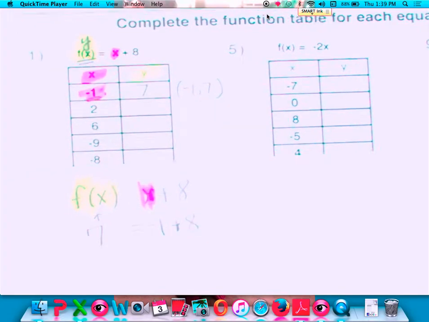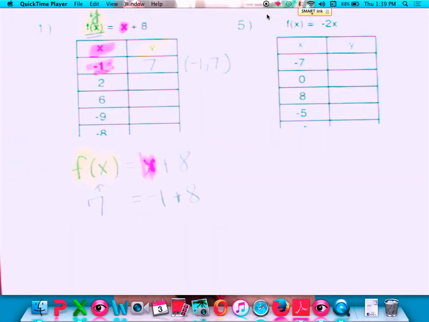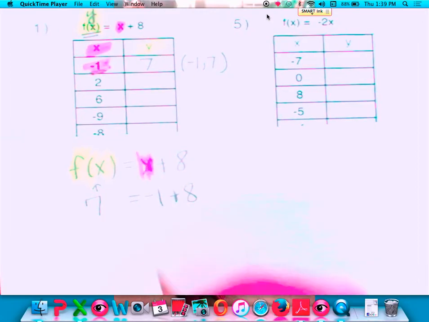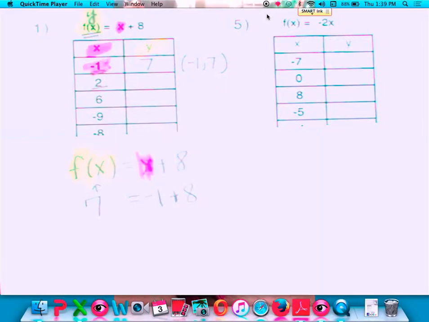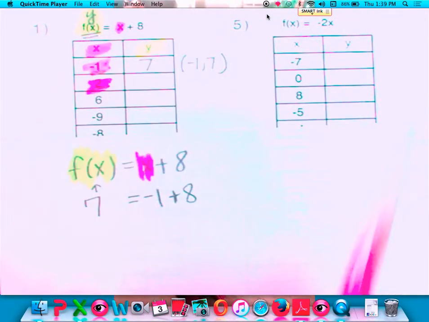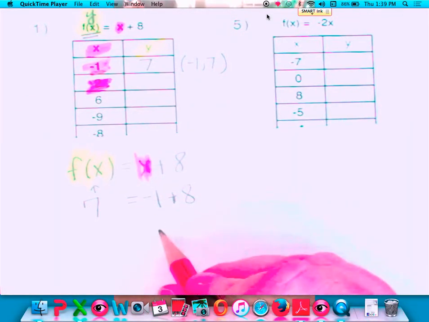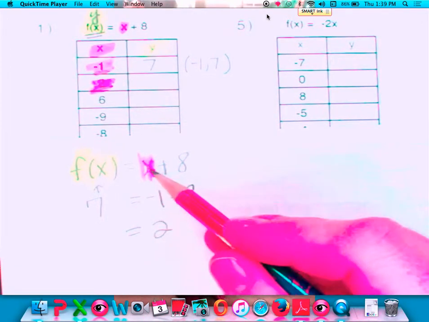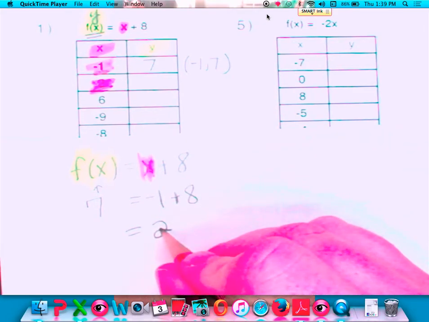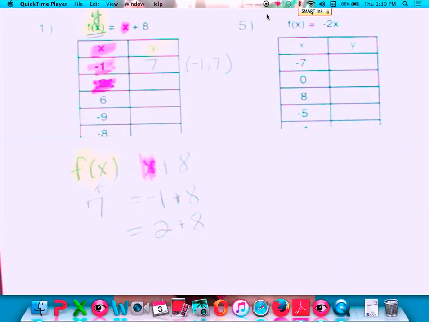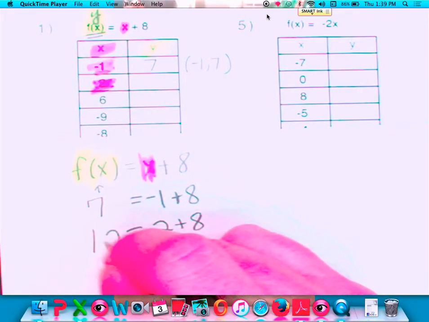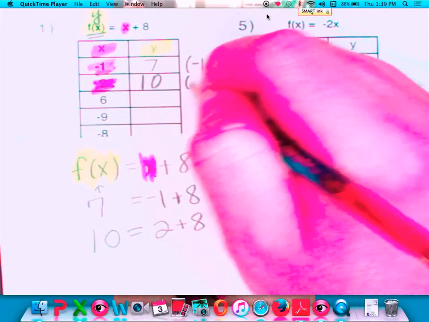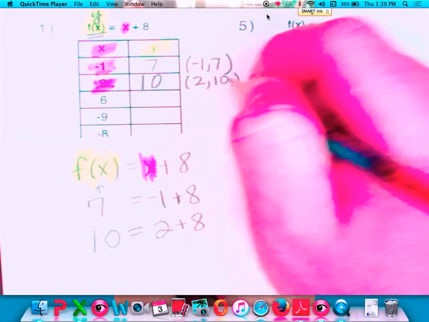So let's try another one. Let's try what happens when I put a 2 in. How will it change my result? If I put a 2 in here, my domain is now going to become a 2. What will it be when I get my range? Well, if I put a 2 in where the x is, now it becomes 2 plus 8, and 2 plus 8 gives me 10. So when I have a positive 2, I should get out a 10. So 2, 10 is my ordered pair.